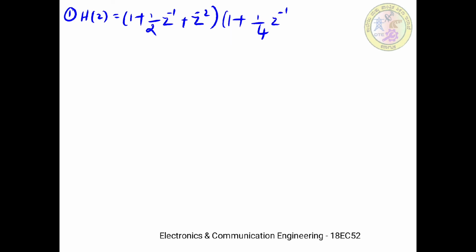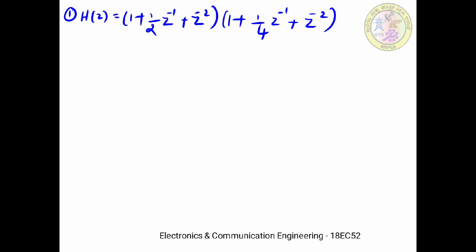See here, the problem given is like this. Now using cascade structure, realize a FIR filter representation for the following transfer function. So the transfer function is given like this: H of z is equal to 1 plus 1 by 2 z raised to minus 1 plus z to the power of minus 2, this into 1 plus 1 by 4 z inverse plus z raised to minus 2.